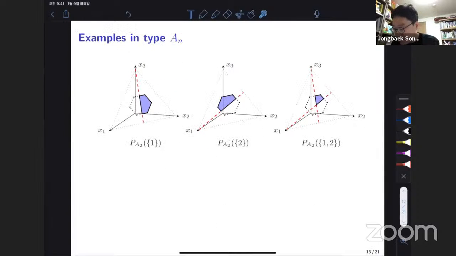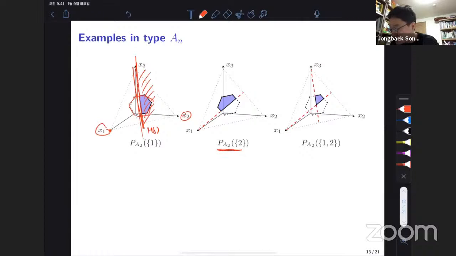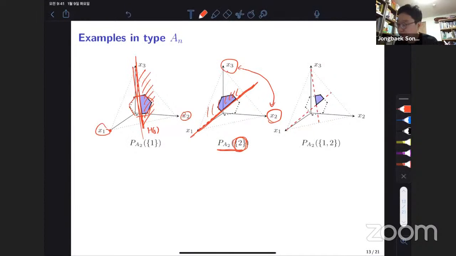In type A, the easiest example is probably this one. You begin with the hexagon, which is the type A2 permutohedron, and then let's write something. So this line is your H_1. You swap the first coordinate and the second coordinate, so this hyperplane is invariant under this action, and then you take the permutohedron and intersect with half of this. And then if you take your capital K to be {2}, then this is the half space, and this hyperplane is the invariant part of the action given by permuting the second and third coordinates. And then eventually, if you take K as the entire set, {1, 2} in this case because I'm looking at type A2, you have this square face, this square part.